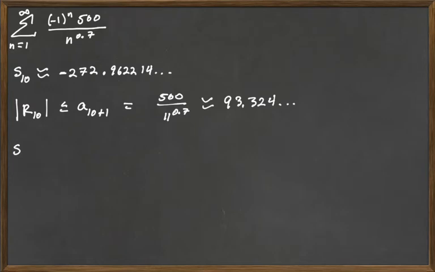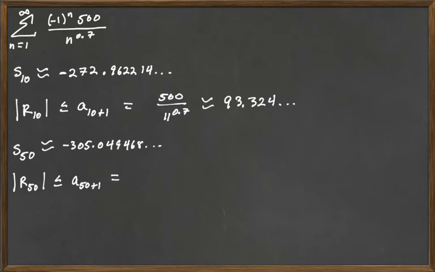And so we've narrowed down the error a bit, but that's probably still quite a bit of a variance there, 93 up or down from negative 273. So what if we went a little farther? We went to S of 50, and that's going to be negative 305, etc. So the 50th remainder will be less than or equal to a sub 50 plus 1. So 500 over 51 to the 0.7, and that's approximately 31.89, etc.